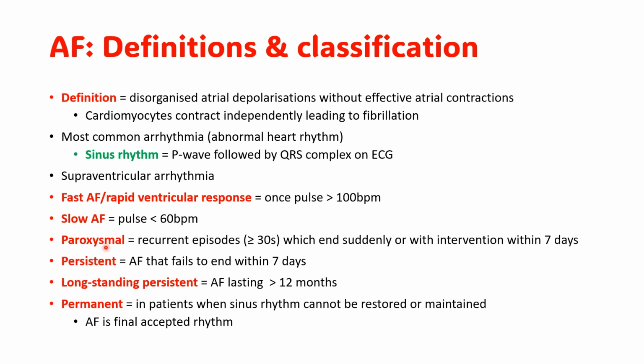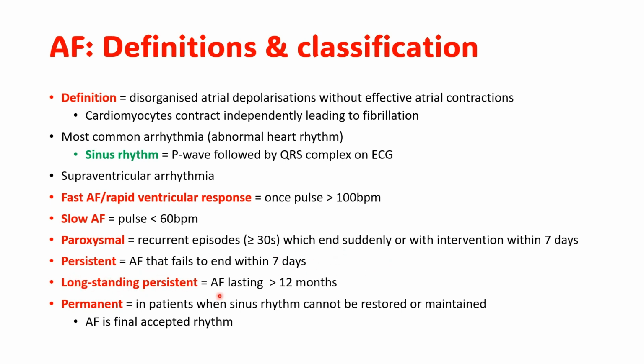And then we have paroxysmal AF. That's where you have recurrent episodes greater than or equal to 30 seconds, which end suddenly or with intervention within 7 days. That within 7 days is quite important. With AF generally, most patients tend to be asymptomatic, so they don't have symptoms right away. We have persistent AF, and that's AF that fails to end within 7 days. Okay, so we've got it lasting longer than 7 days.